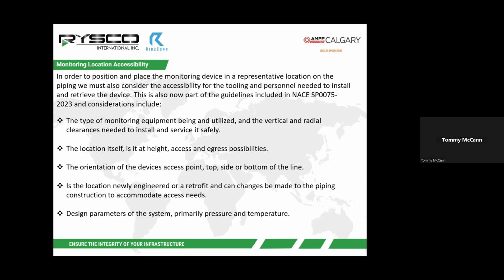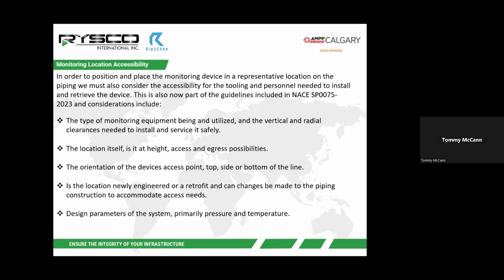So what do we consider? We're considering the type of equipment that's being utilized, vertical and radial clearances that the equipment may need to install and service it safely, the actual physical location itself, the environment, is it at height, and what are your access and egress possibilities. The orientation of the device: are you positioning the access point to deliver the device in line on the top, the side, or the bottom?